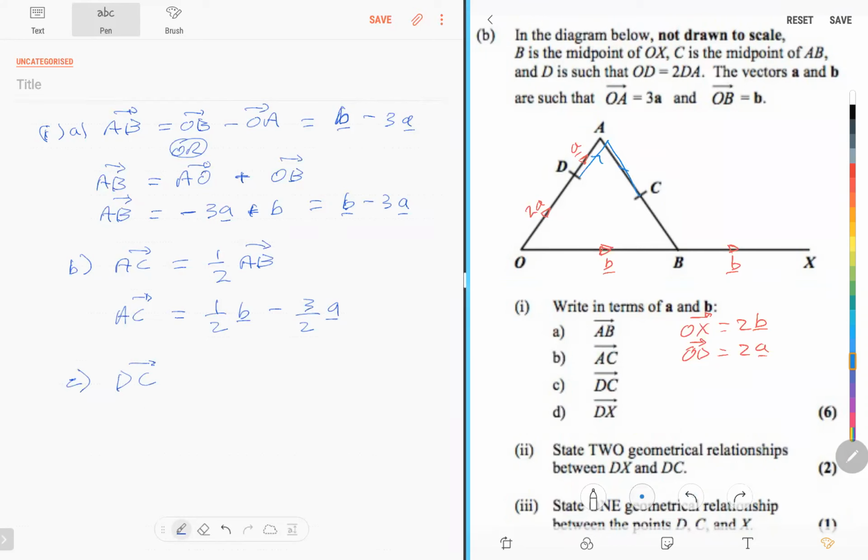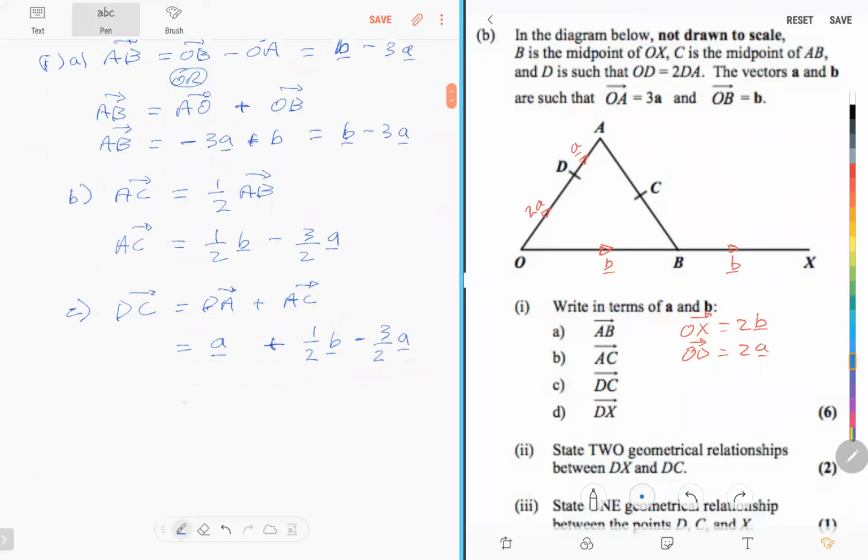So DC is equal to D to A, and then plus means and then A to C. When doing vectors, plus means and then. The DA clearly is A, plus the AC, which is the same AC as before. So it is A plus half B minus 3 over 2A.